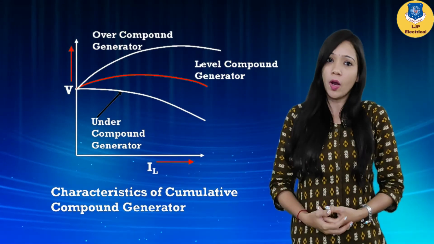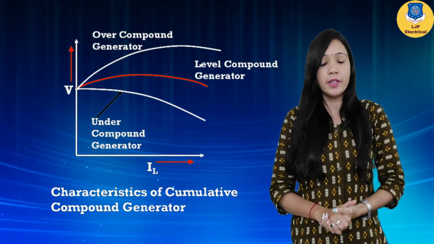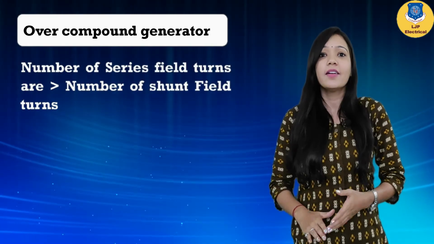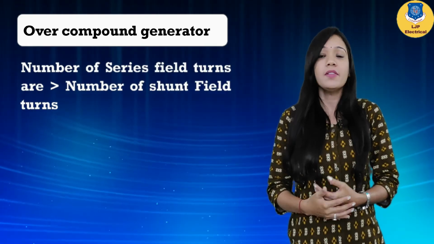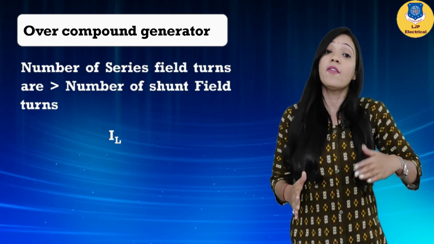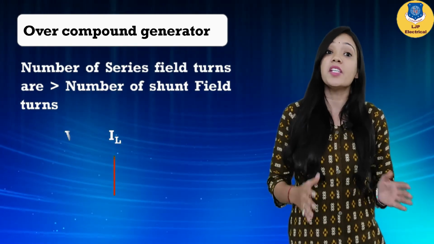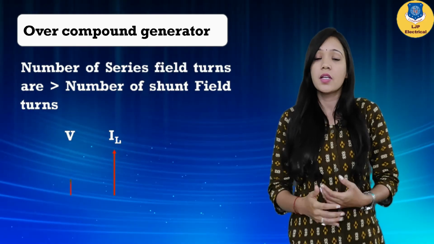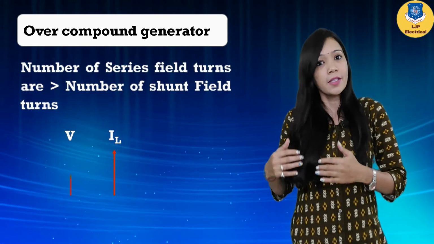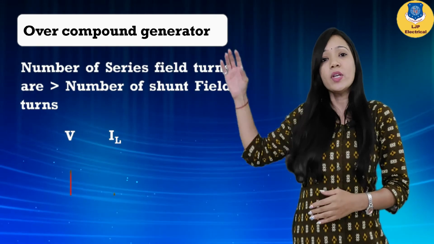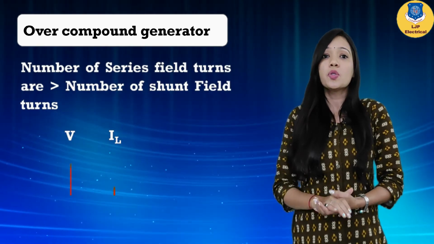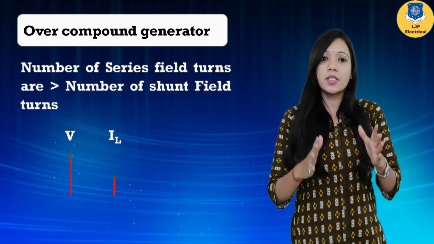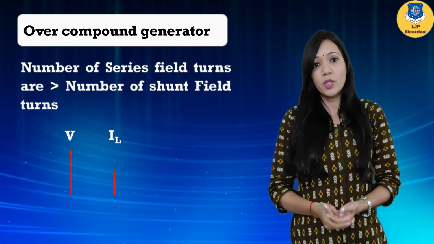And in the over compound generator, the number of series field turns is greater than the number of shunt field turns. The flux due to the series field turns is more as compared to the shunt field flux. So, the resultant flux increases, and that is why as we increase the load current, the terminal voltage will also increase. So, this is all for today's video lecture.